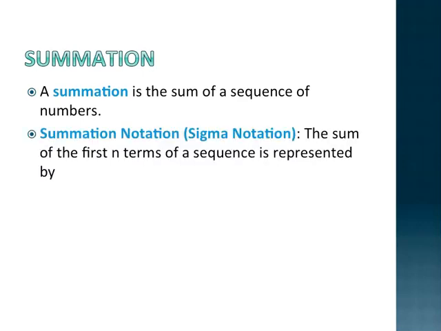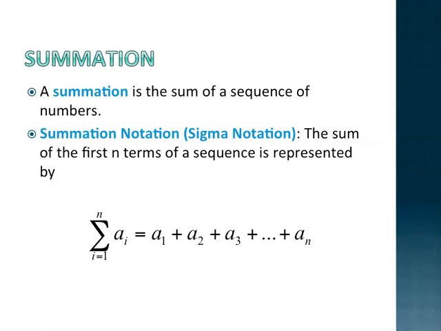So summation notation, which is also known as sigma notation, represents the sum of the first n terms in the sequence. So here's the summation notation. It's called sigma notation because the thing that looks like a capital letter E is the letter sigma, hence sigma notation. And you'll notice that next to it, we have a sub i. And then this says that this is equal to the sum of a1 plus a2 plus a3 all the way up to a sub n.